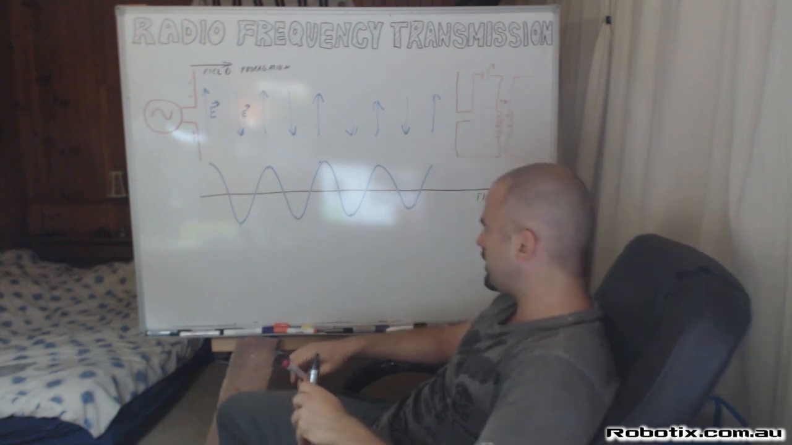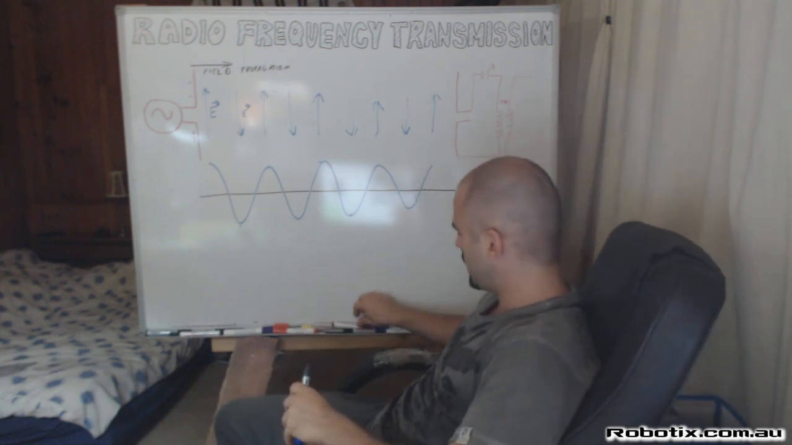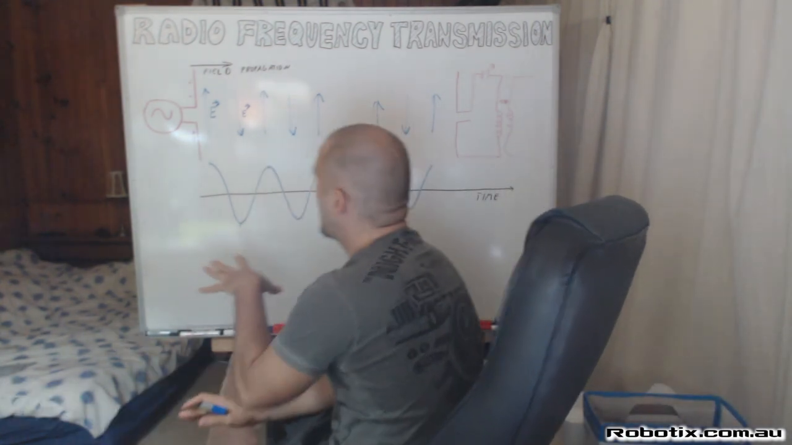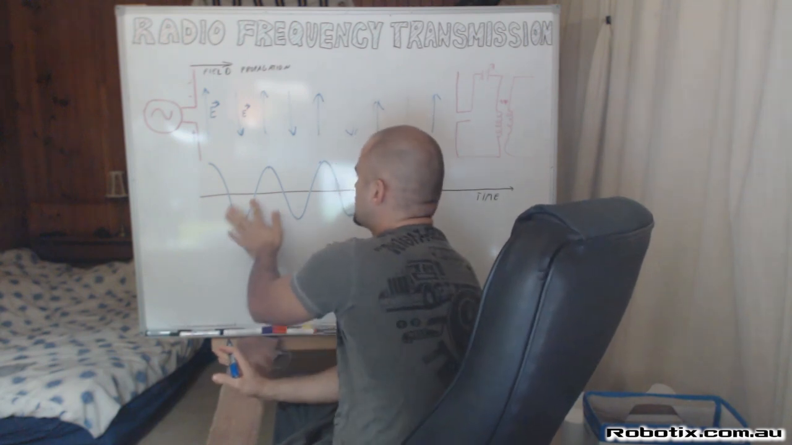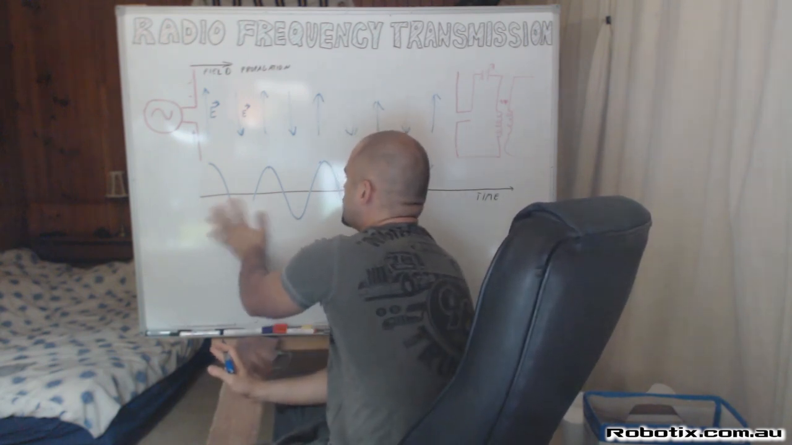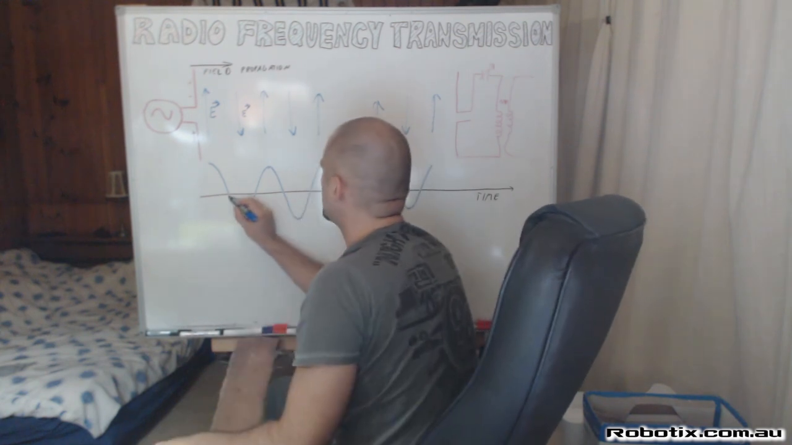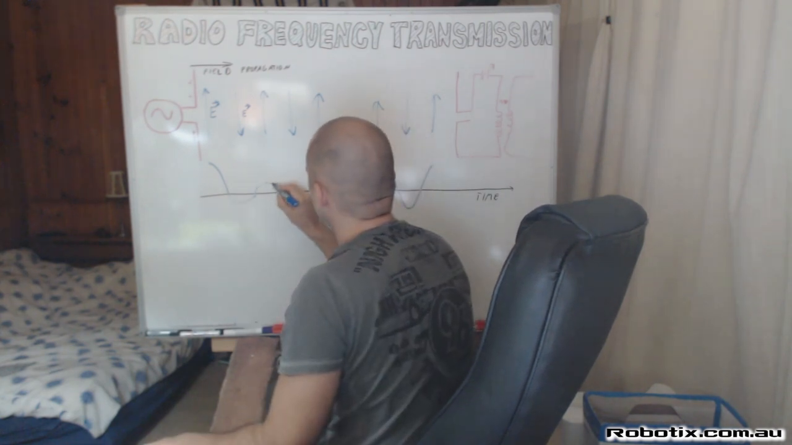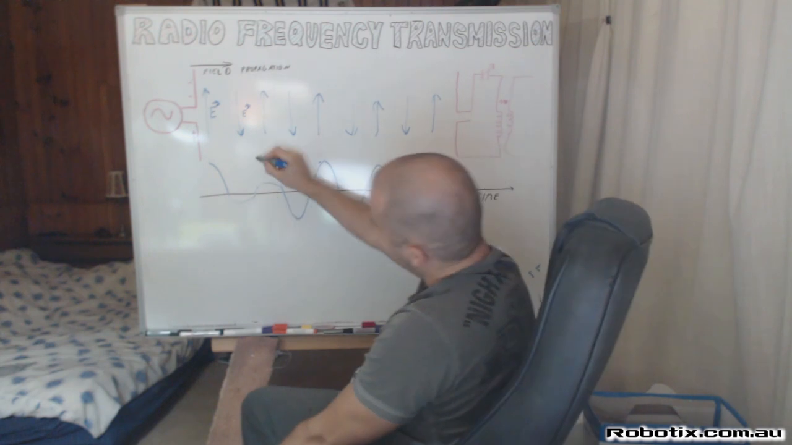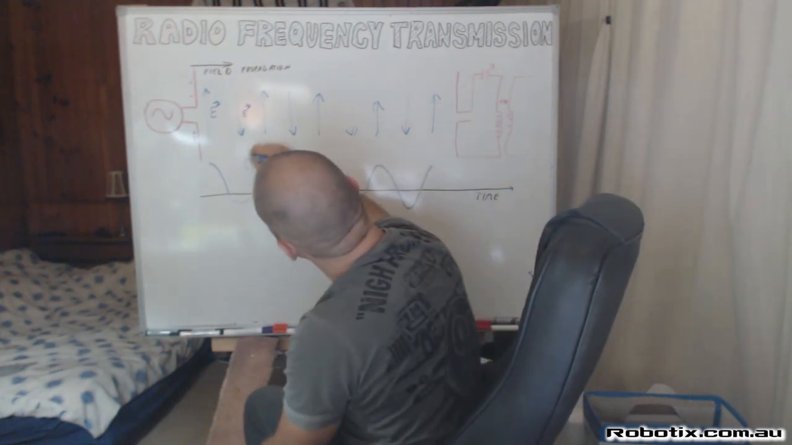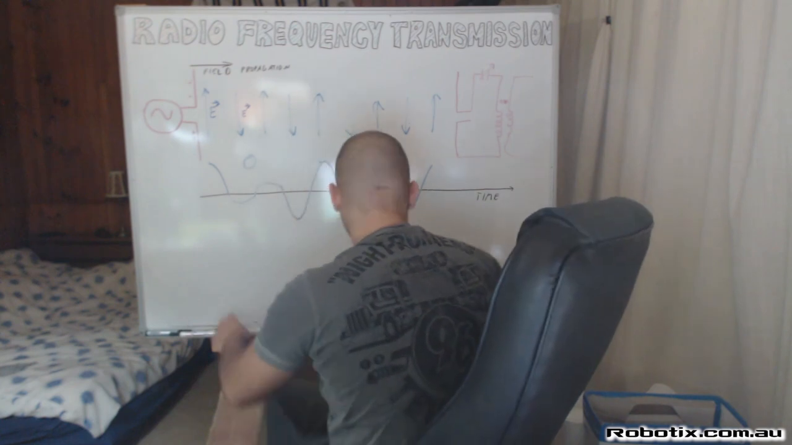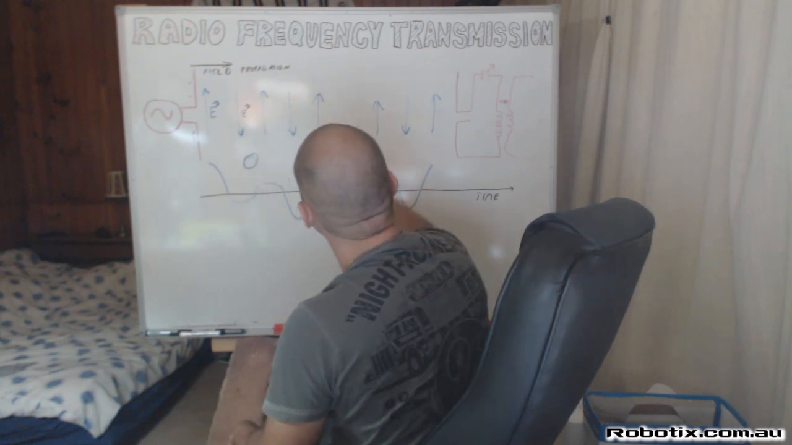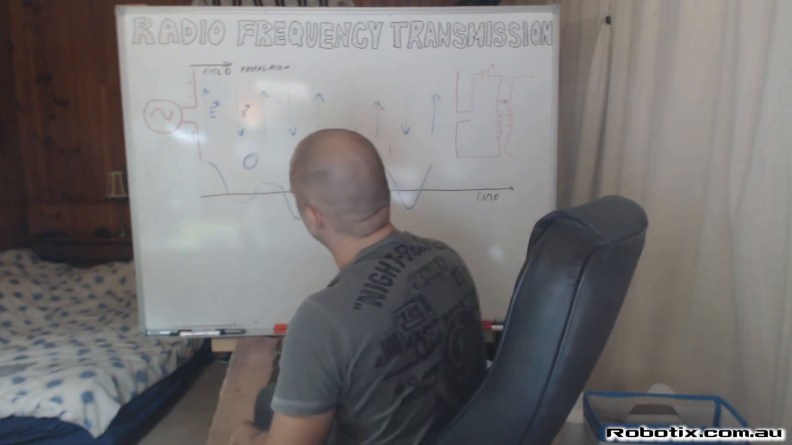Well, that's where letters like AM and FM come in. AM is amplitude modulation, and it works a little like this. You essentially take these waves and you lower their amplitudes. When you lower the amplitude of a wave, that becomes a zero, which would make this wave a one and that wave a one.